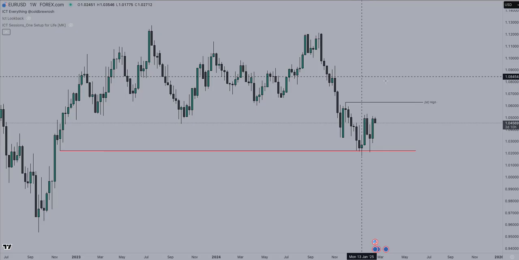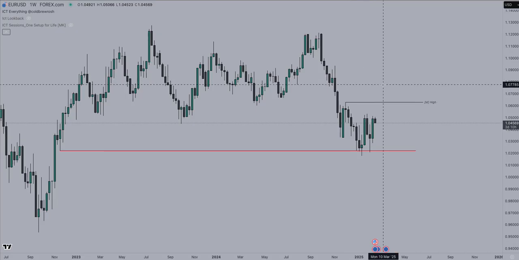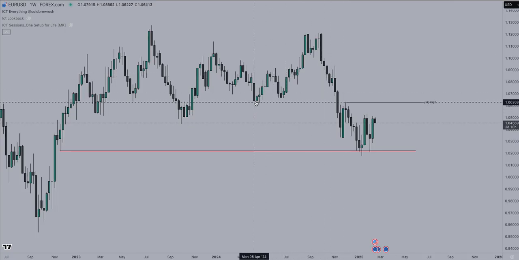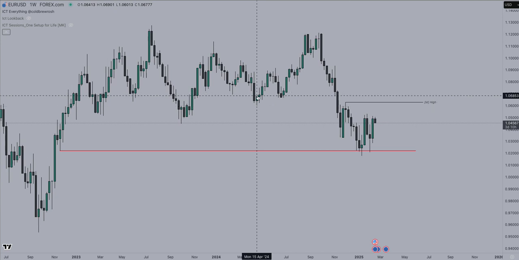So the weekly is where we want to find our weekly open low high close, or the open high low close. And in case you don't know what I mean by that, every candle has an open, it has a low, it has a high and a close, and the low and the high are often the wicks.